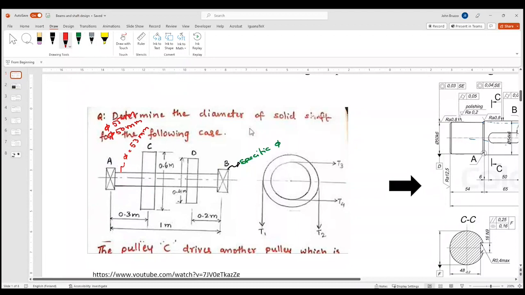Yeah, I have a question here. Sorry, this is just a more general question. Is this lecture going to be about shaft design, or is this just a recap? It's a recap, yeah. Okay, all right, thank you.